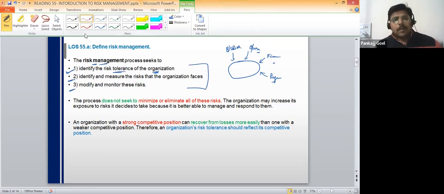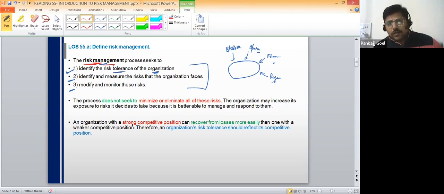Now, if we talk about this risk management process, it doesn't mean that we are trying to eliminate the risk, because business means taking risk only. It doesn't mean that we are trying to minimize or eliminate all the risk, but we are trying to manage it in such a manner that there is no problem in the sustainability of the business. That is the main purpose of the risk management process. Are you getting the point?